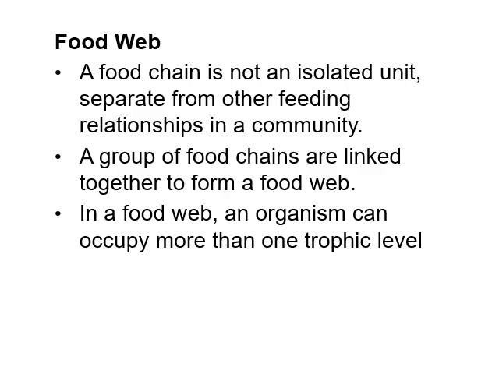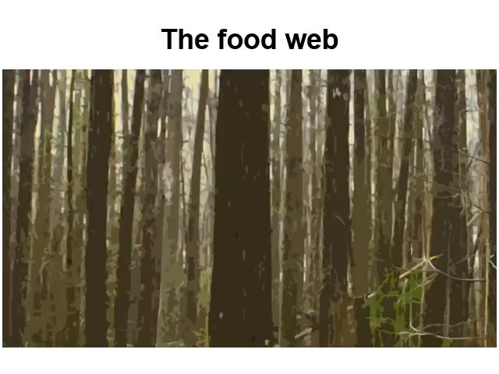Okay, food web. Okay, as the video explained, a food chain is not an isolated unit. Dia kata separate from other feeding relationships in a community. A group of food chains that are linked together jadilah food web. Okay, dalam food web, an organism can occupy more than one trophic level. So ini soalan exam yang selalu ditanya. Dia kata which organisms occupy more than 2 trophic levels. So you need to identify the organism dalam food web yang dia bagi.